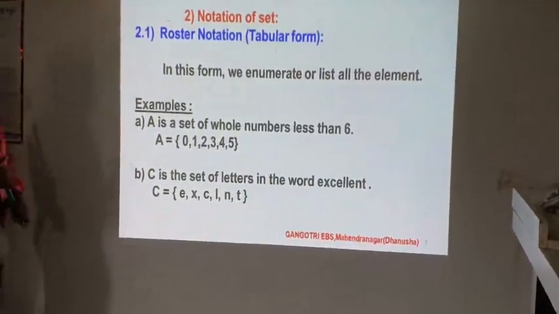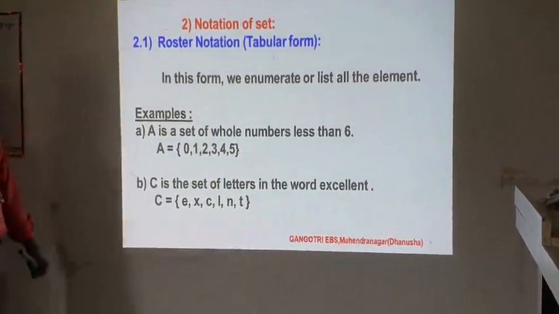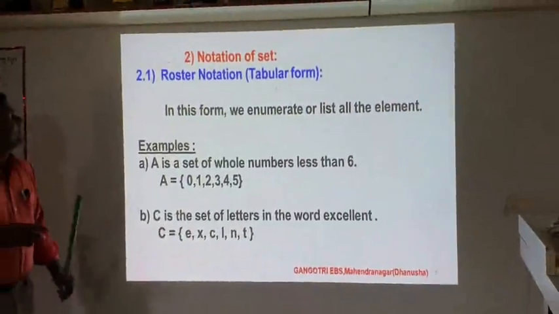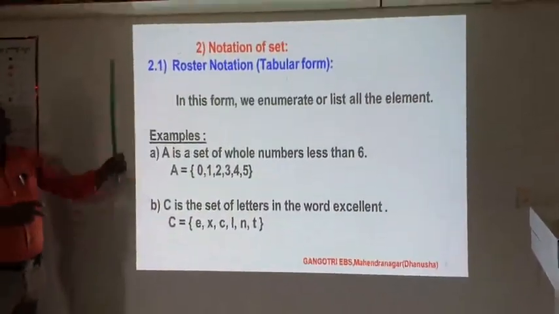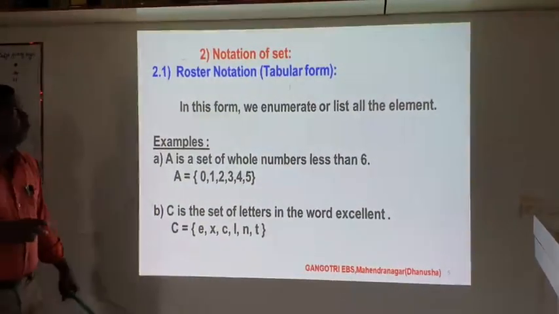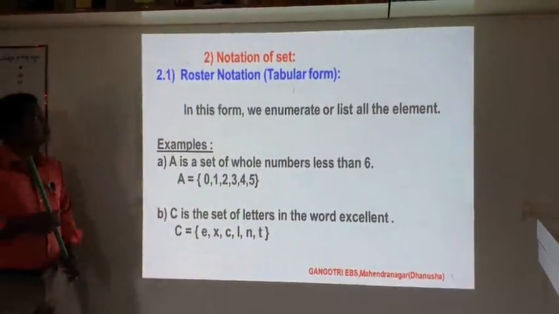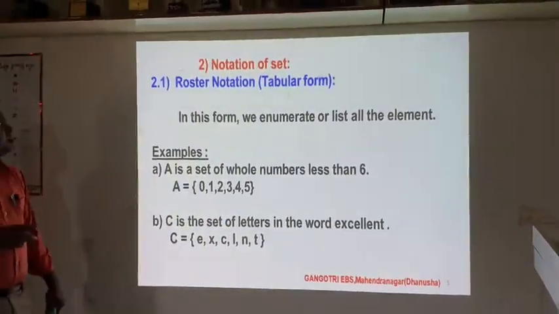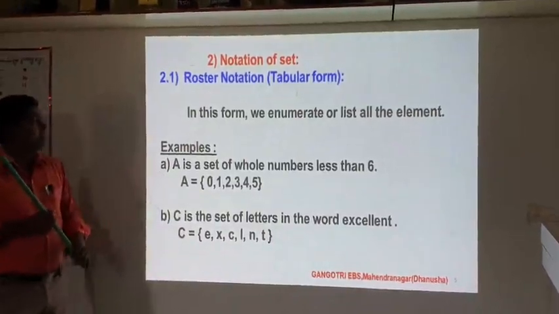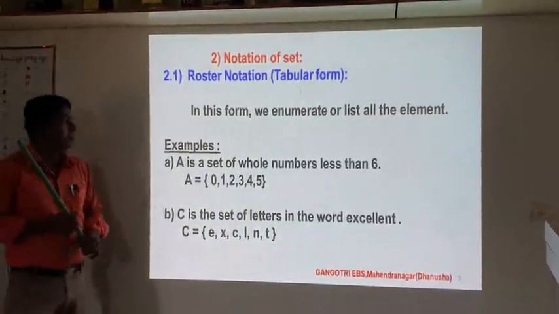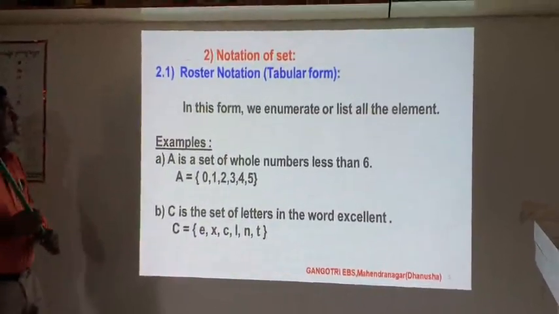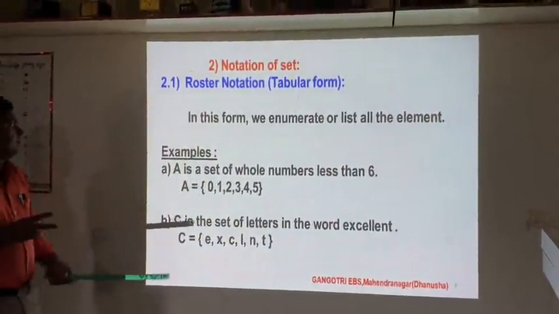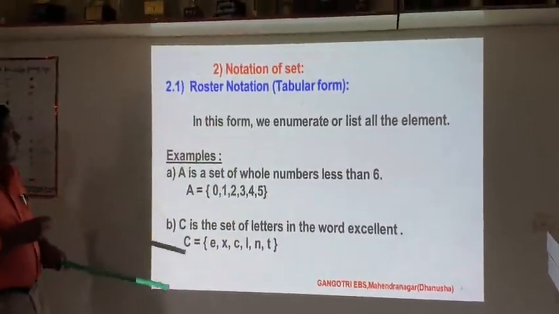Now there is the notation of a set. We can represent a set in many ways. We see one set representation is the roster notation. That means tabular form. In this form, we enumerate or list the elements. In this way we write the set as a list. We use curly brackets and commas. All elements of a set are represented by the listing method. In this roster notation we write in listing form.